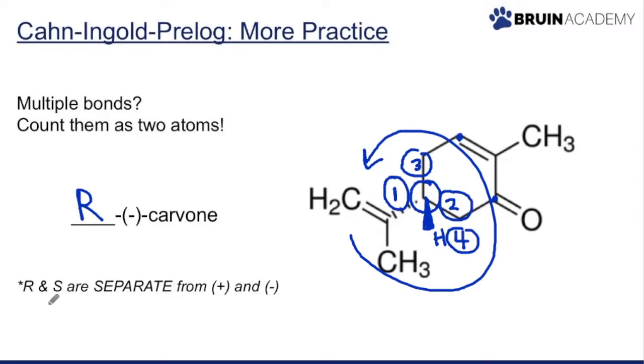Okay, and just something to keep in mind is that the R and the S and the plus and the minus, which is from the optical activities, for the rotations of plane polarized light, are actually different. So I know they both refer to clockwise and counterclockwise directions, but they are separate from each other. So R does not necessarily always go with minus or plus, and S does not always necessarily go with a minus or a plus either. They are separate concepts.